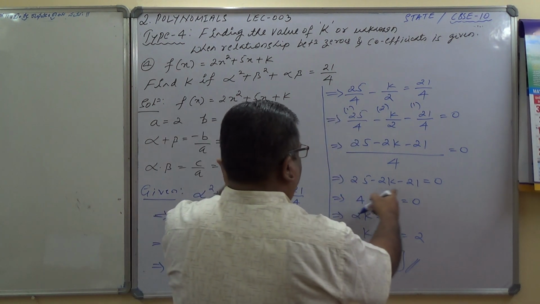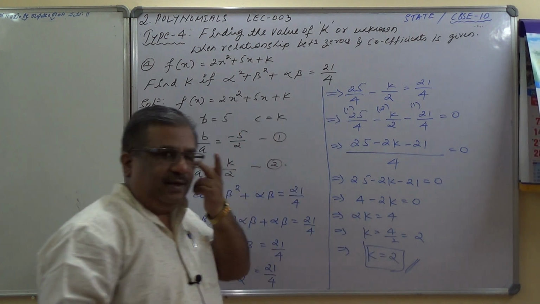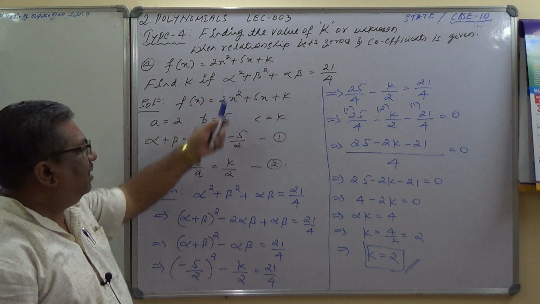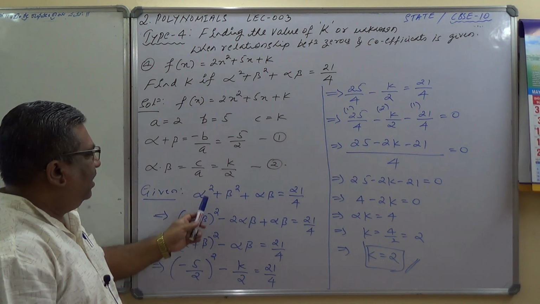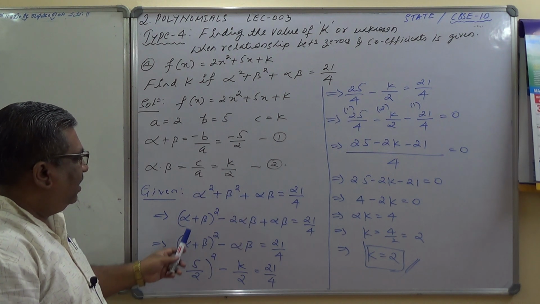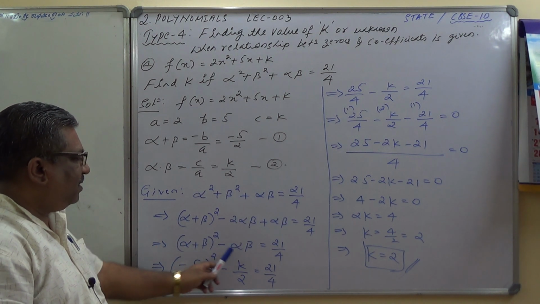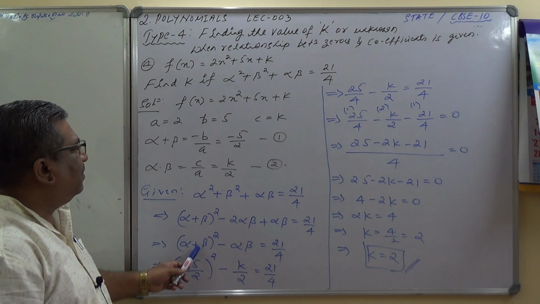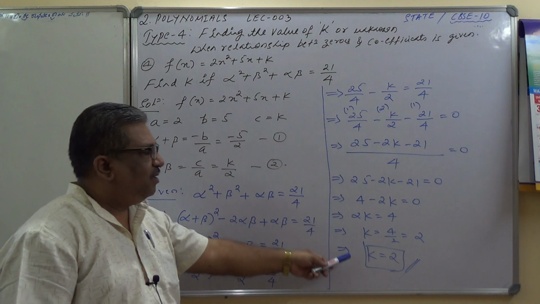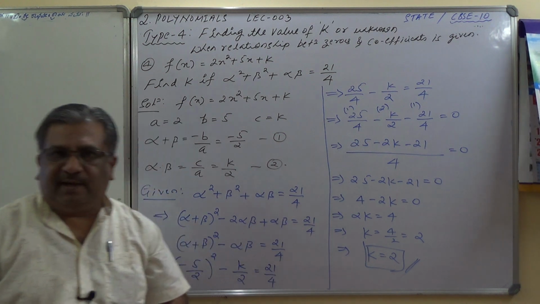Here check it. 25 minus 21 is 4. It is correct. This is the value of k. So how did we make use of the given expression? Here we were able to convert the given expression in terms of sum of zeros and product of zeros, and finally we substituted sum of zeros and product of zeros in this one and simplified to get the value of k. Note down. I'll take the next sum.